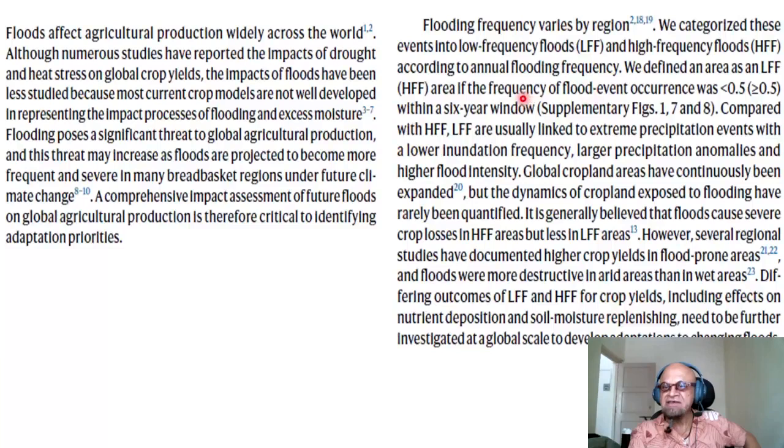We defined an area as an LFF or HFF area if the frequency of flood event occurrence was less than 0.5 or greater than or equal to 0.5. So less than 0.5 for LFF, greater than or equal to 0.5 for HFF within a 6-year window, which is given in these supplementary figures.